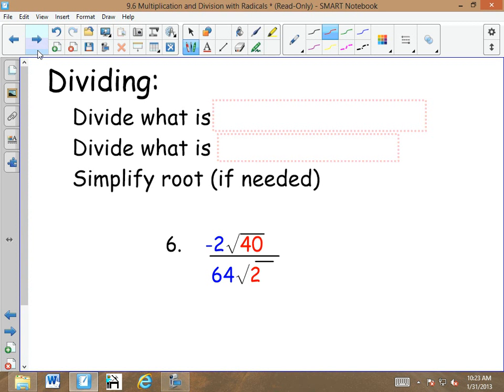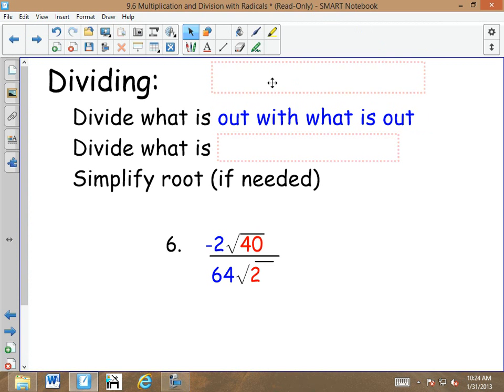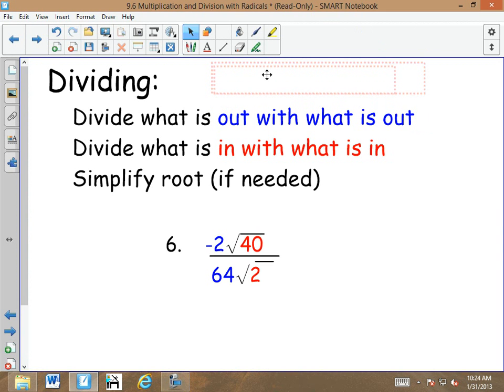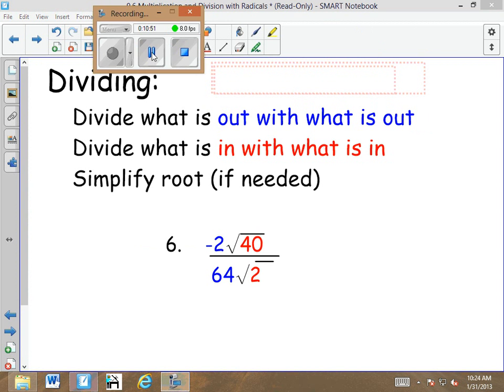Right now, we have to do division. Please pay attention because division is so much harder. In division, you divide what is out with what is out, and you divide what is in with what is in. Oh, shoot, that's the same thing, isn't it? Yeah, it is. I'll pause the video, give you time to write that down.